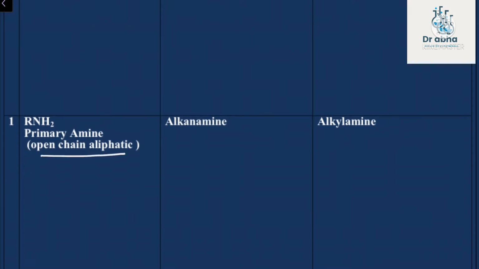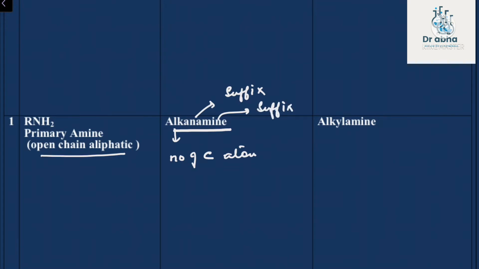And we will take open chain aliphatic compounds. The IUPAC name is alkanamine. Alk is the number of carbon atoms. Ane is the primary suffix. Amine is the secondary suffix, that is for the functional group. Alkylamine is going to be the common name.